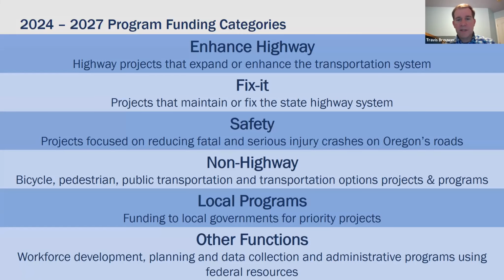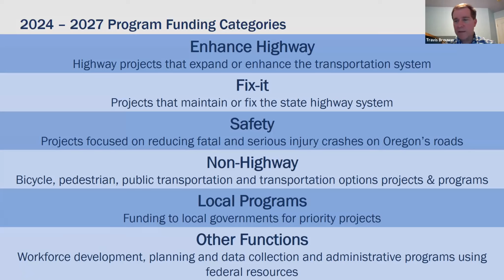So as a reminder, we have 6 categories in the STIP. One is enhanced highway for projects that expand or enhance the transportation system, primarily state highways. Fix-it projects maintain or fix the state highway system, like bridges, pavement, culverts, those sort of projects. Safety projects are those that are focused on reducing fatal and serious injury crashes on Oregon's roads for all users, drivers, pedestrians, cyclists as well. Non-highway programs are those that are dedicated specifically to bicycle, pedestrian, public transportation, transportation options.